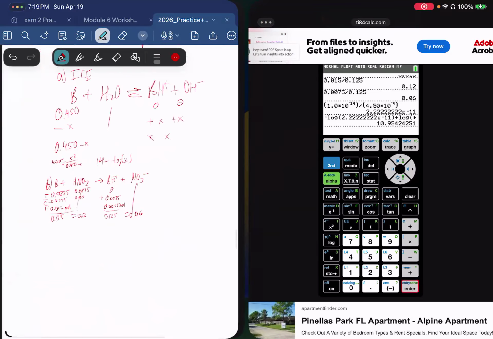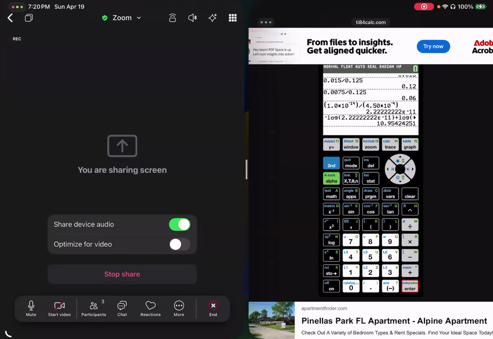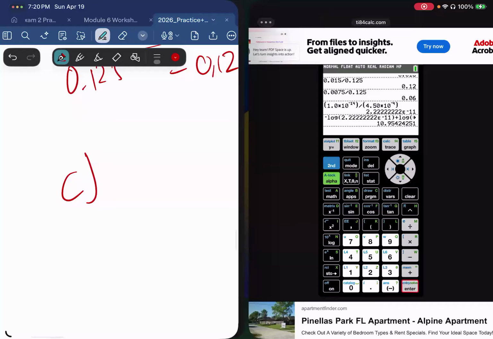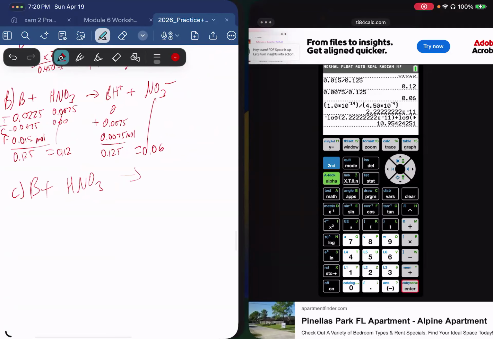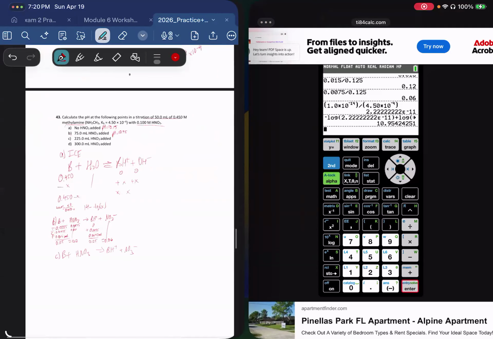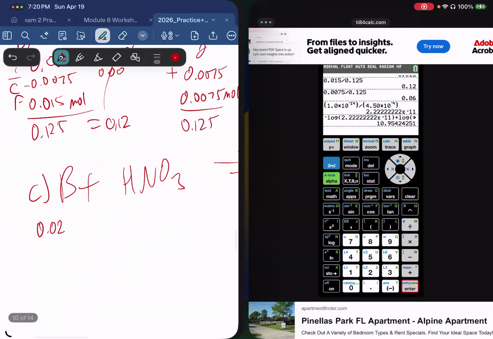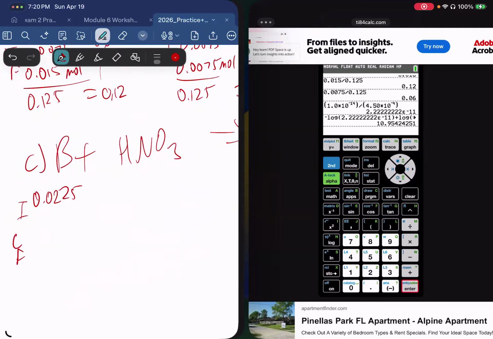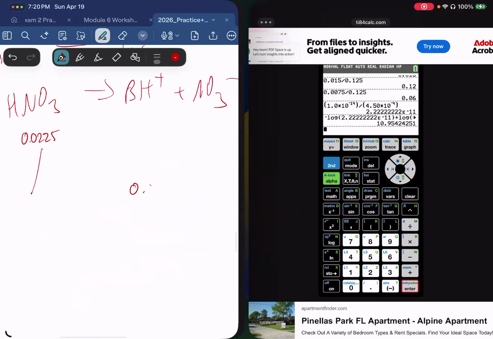So for C, let's do this. We're going to do an ice chart. Let's go back. So again, same thing, right? B plus HNO3 yields BH plus NO3 minus. And with this, from what I can tell, we're going to have equal amounts, right? So 0.0225, ICF, in moles. This is 0.0225. This is going to cancel each other out, and we're going to be left with 0.0225 moles BH plus.